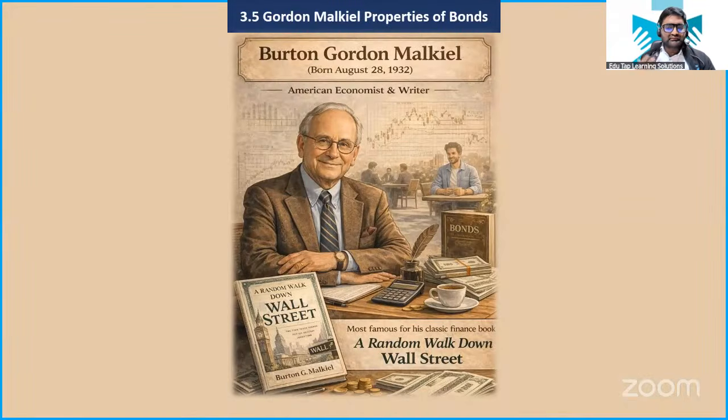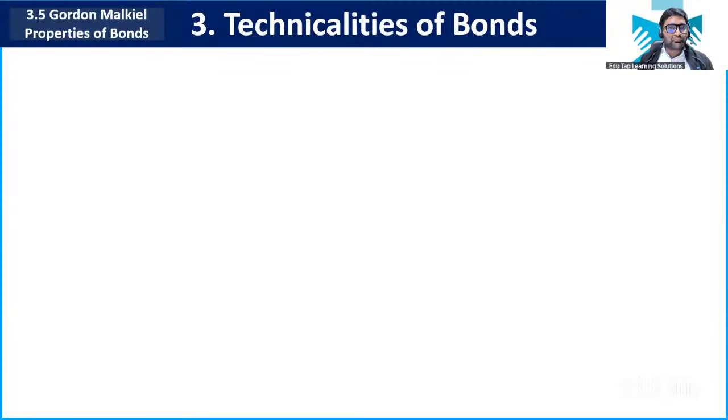Now moving ahead, there are certain properties with respect to the bonds. There was this person called Burton Gordon Malkiel. He gave some properties, and we will just discuss them very quickly. These properties are very much generic, you will be able to understand them very easily. He gave these in his book called A Random Walk Down Wall Street. This was his book. In this famous book, he gave all of these properties. 1932 is when he was born. He is an American economist and writer. So let us see these Malkiel's properties of the bonds.